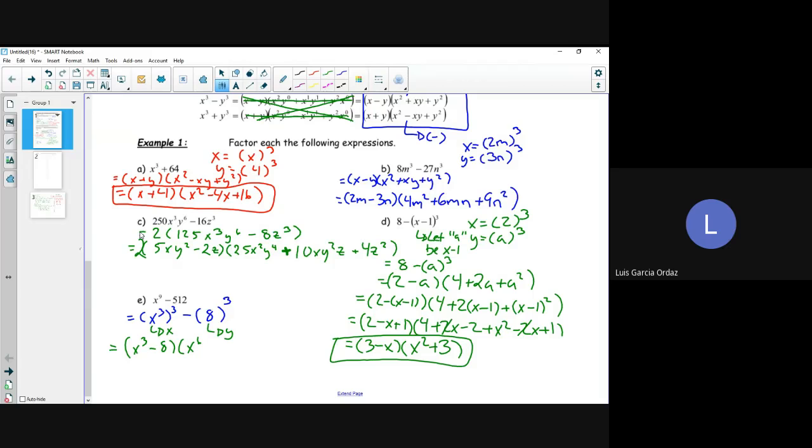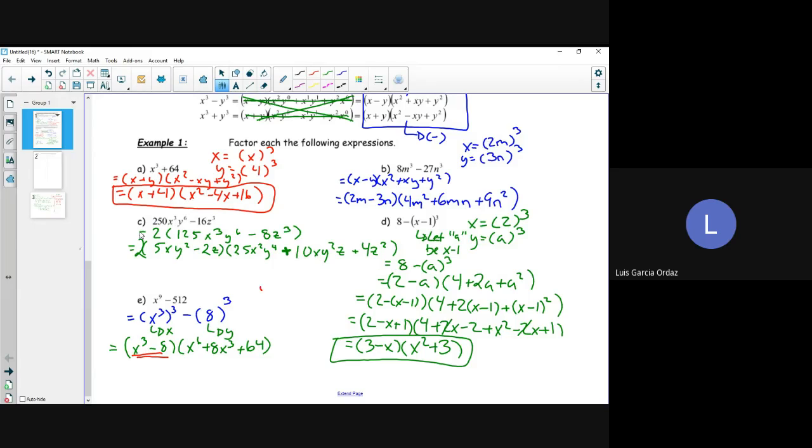times x to the 6 plus 8x cubed plus 64. Are we done yet, or do we have another difference of cubes here? Okay, there is another difference of cubes here, and that's x to the 3 minus 8. So this is another difference of cubes.